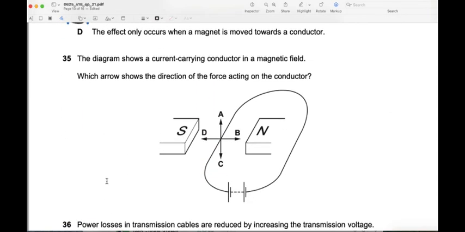So we move to the next one. The diagram shows a current-carrying conductor in a magnetic field. Which row shows the direction of the force acting on the conductor? The current is moving like this. See, the direction of the current is this way, because this is the positive terminal of the battery. So conventional current goes like this.